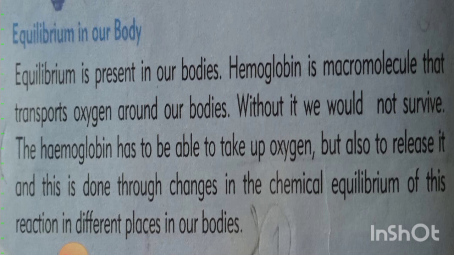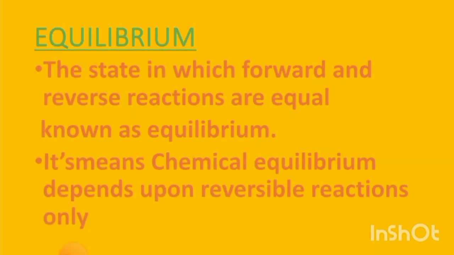So equilibrium in our body is actually related to hemoglobin. Okay, so you can see how hemoglobin is performing the chemical equilibrium in our body and how important it is to our body. So now let's move towards the term equilibrium. What is equilibrium? We have discussed many examples of equilibrium, and now we are discussing the term equilibrium.